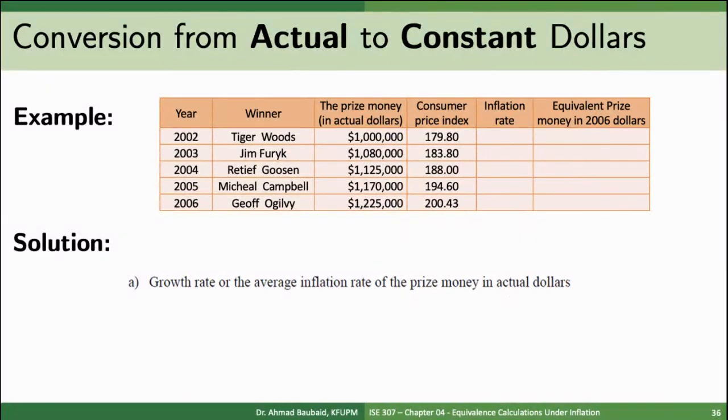And we've already seen how we can do that before. This is going to be my F, the last value, and the first value is going to be my P, and I'm going to apply the formula. Just to refresh your memory, the formula looks something like this: 1 over n minus 1. And of course, n here is 2006 minus 2002, so you get 4. You can plug it into this formula and you will find the correct value, which is the average growth rate of the prize money in actual dollars.